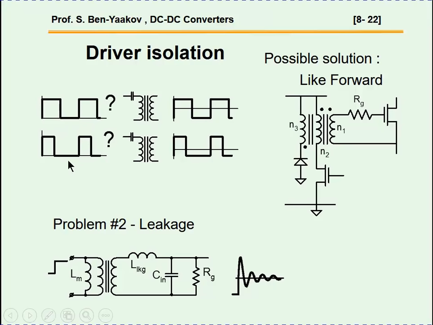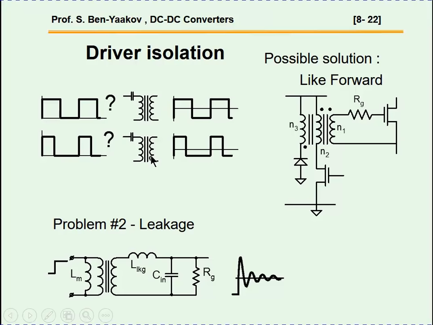And the same thing goes if this is the shape here, there's a problem, because you see you get a high side here and a low side here, because the areas must be the same. So there is a problem with just a simple use of a transformer.